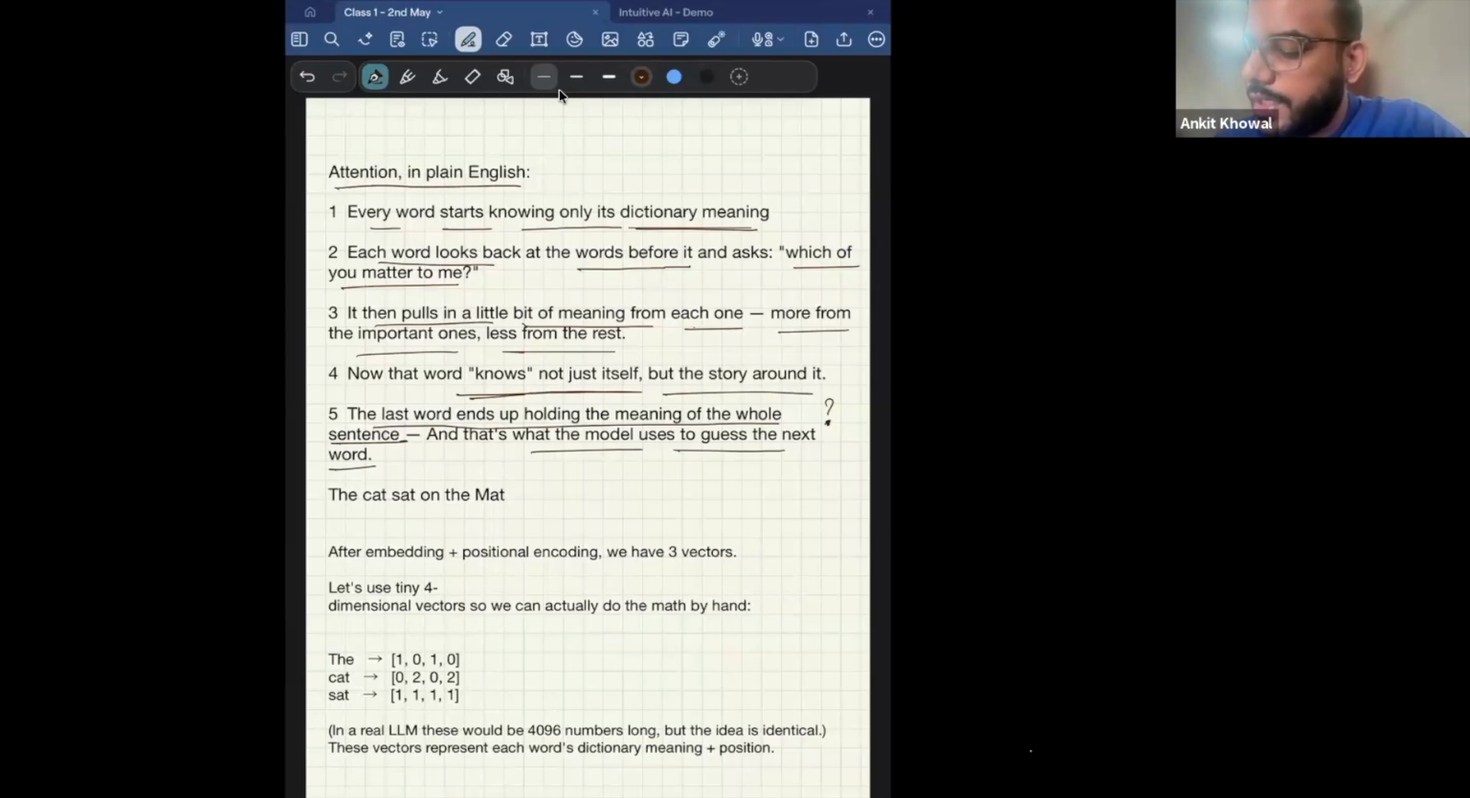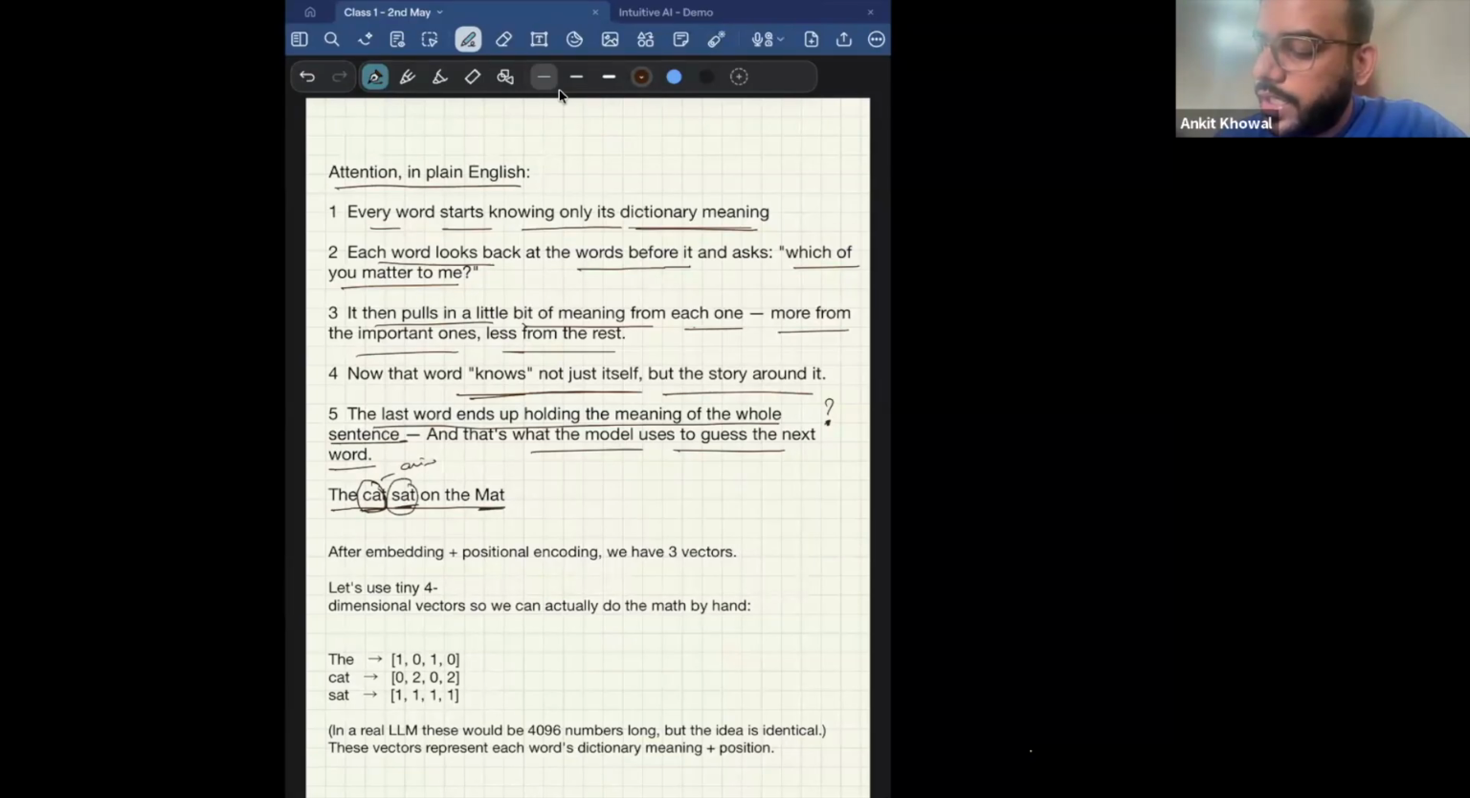Now let's say this is our sentence: the cat sat on the mat. So what will cat do? It will look around. Hey, what am I doing over here in this context, right? So cat generally means an animal, but to grab the context in this sentence, I need to look around. So cat will look at the different words around it. Sat is an important word. Mat is an important word.